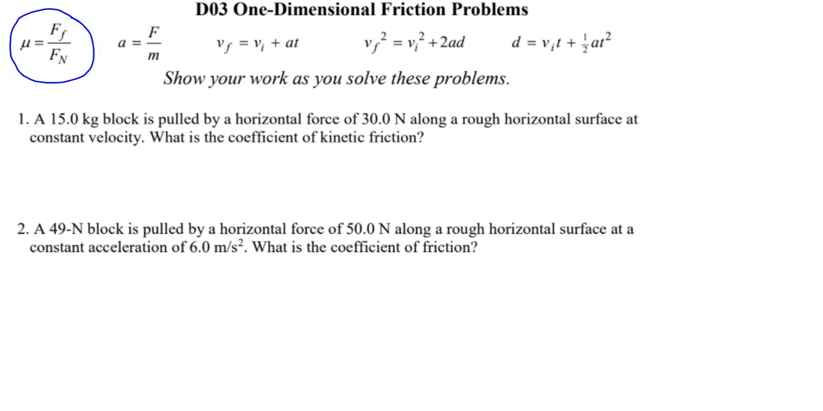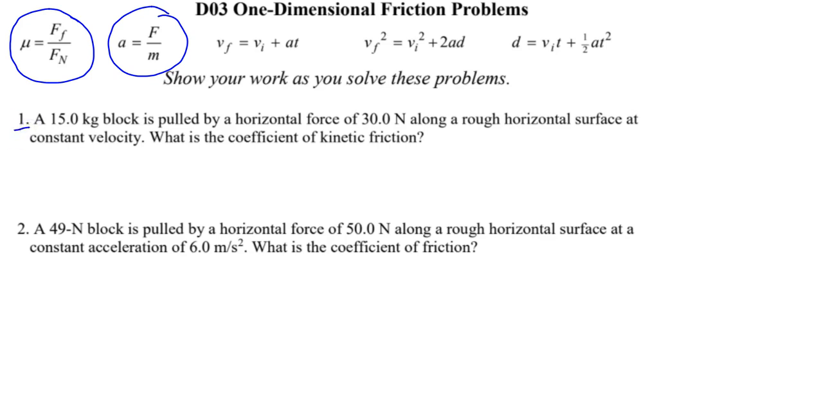Coefficient of friction is found by taking the force of friction divided by the normal force, and then we have our Newton's second law. Acceleration is equal to force divided by mass, or if we rearrange that, force is equal to mass times acceleration. Okay, so from that we can get what we need by taking a look at the net forces, or the net force that's being applied to an object: gravitational force, the normal force, force of friction, and the applied force. So take a look at number one.